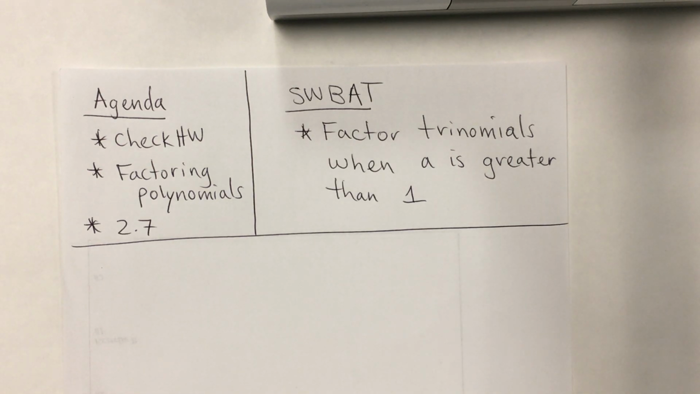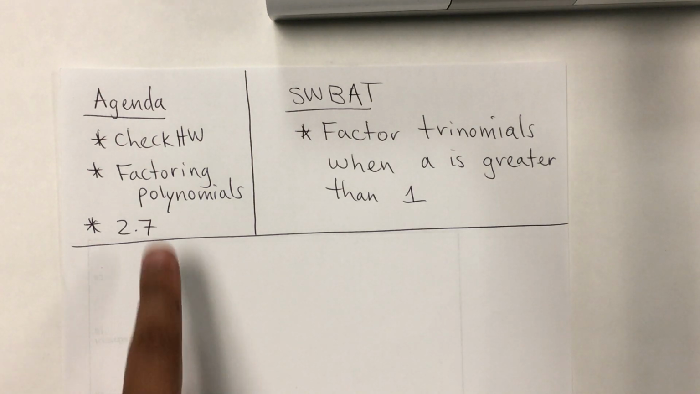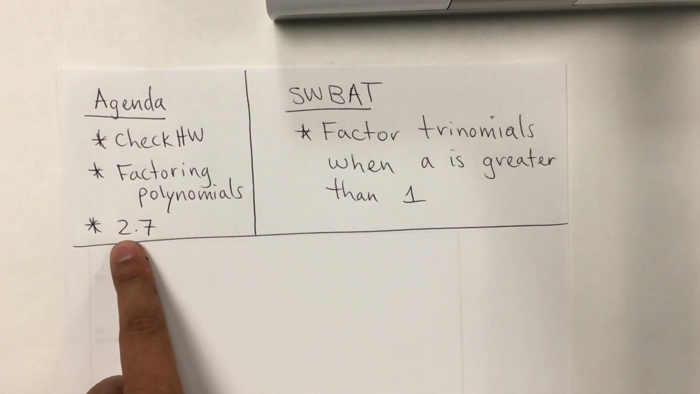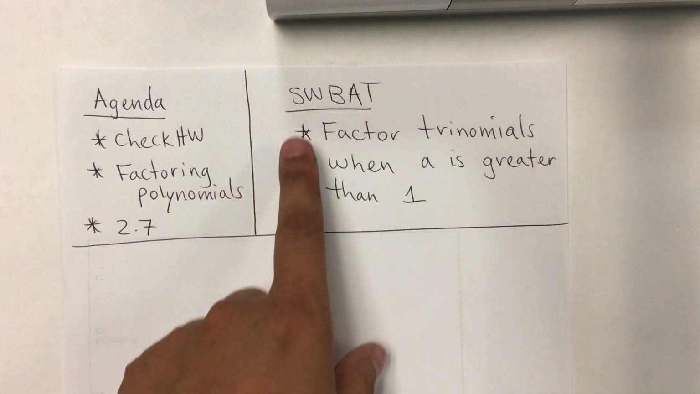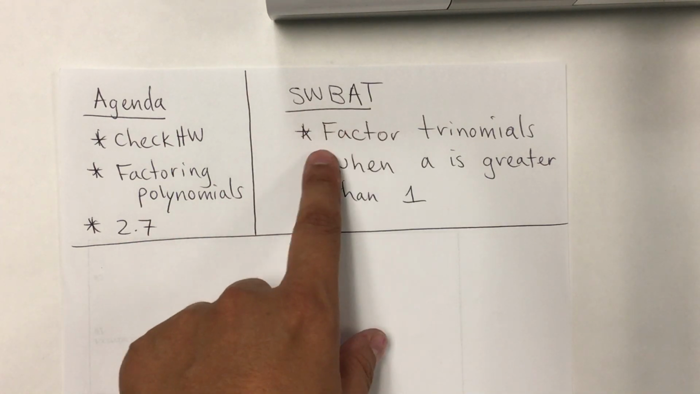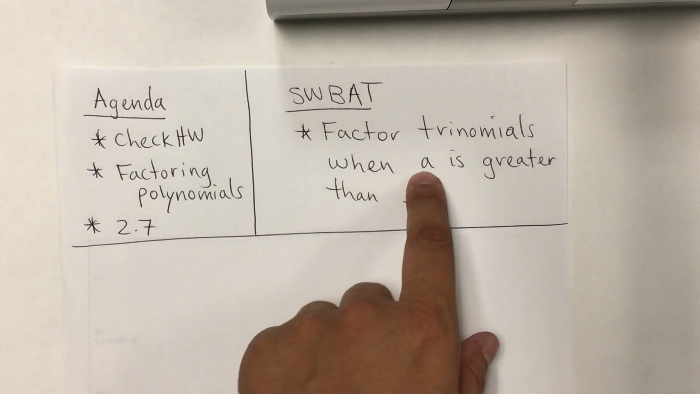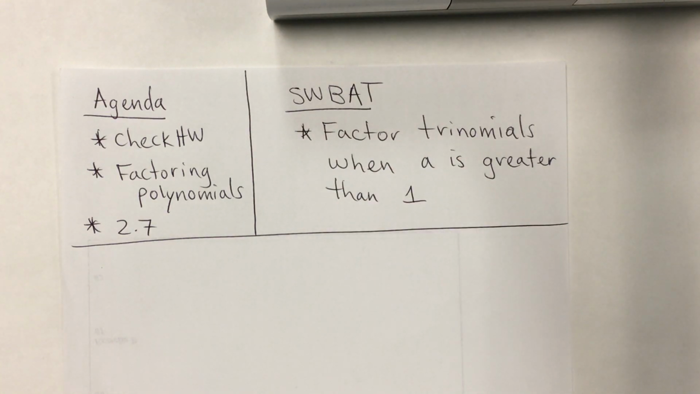Hello students, today's agenda is to check homework. We're going to be factoring polynomials and you will be able to work on 2.7. Today students will be able to factor trinomials when a is greater than 1.